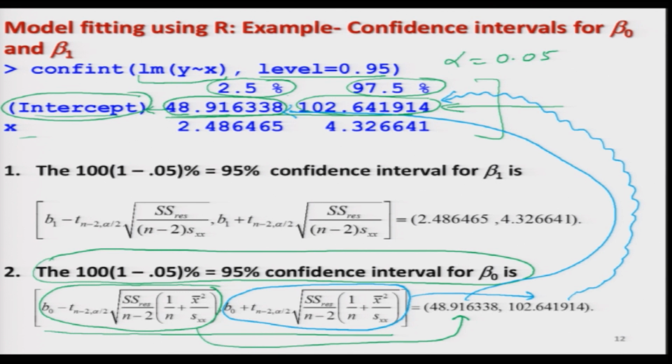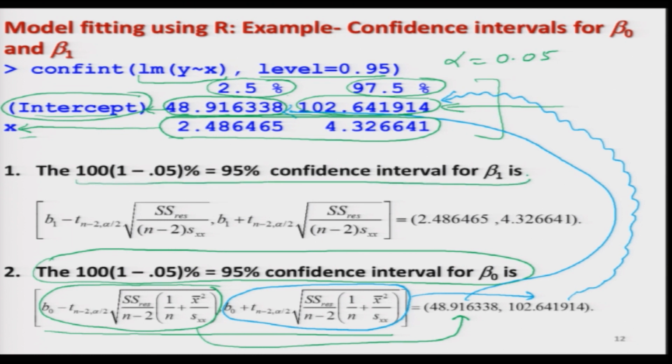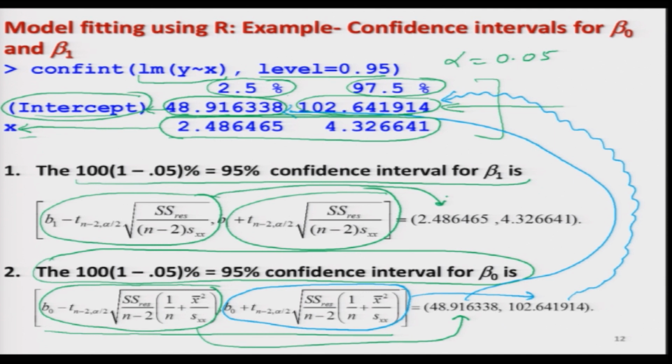Similarly, if you come to the third row, this is the confidence interval for the slope parameter beta 1. If you remember, we had obtained the 100 times (1 minus alpha) percent, where alpha is equal to 0.05, so the 95% confidence interval for the slope parameter beta 1. The lower limit was this and the upper limit was this. If you compute it manually on the basis of the given set of data, you will get the value 2.48 for the lower confidence limit and the upper confidence limit to be 4.32 and so on. And this is the same outcome which is given here.